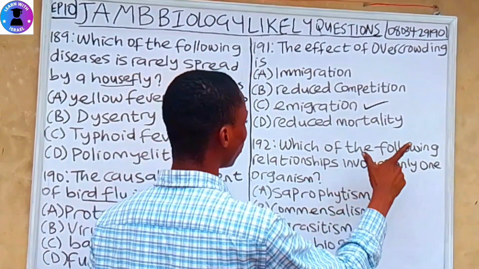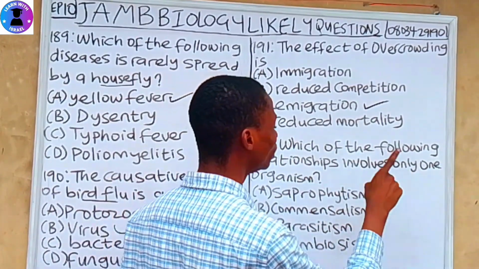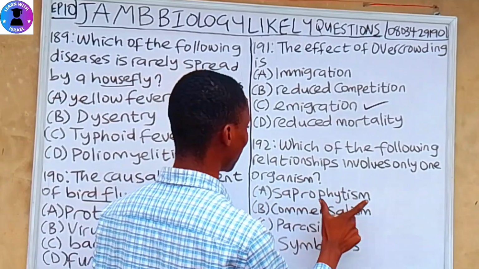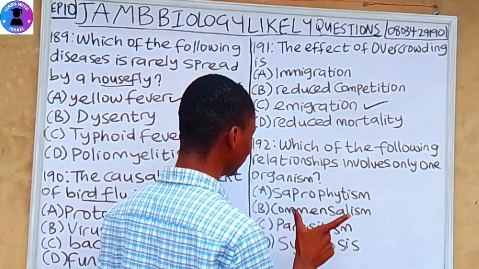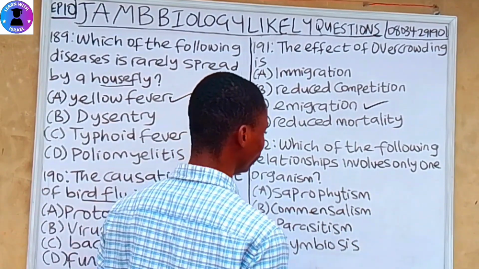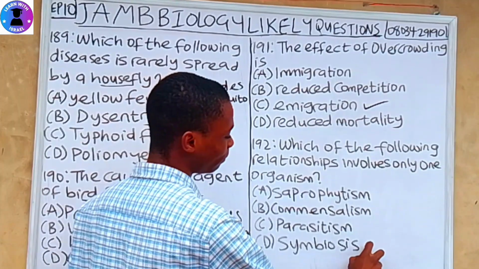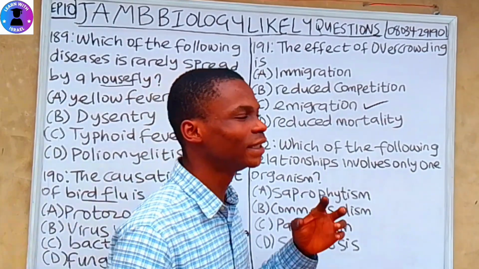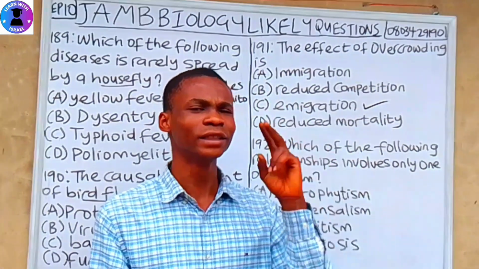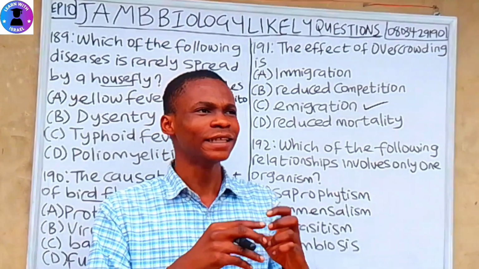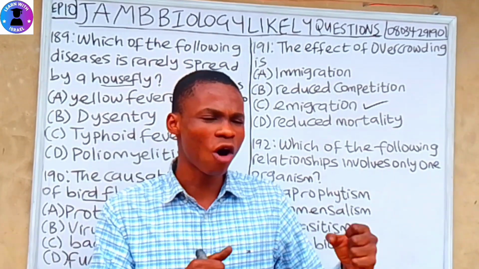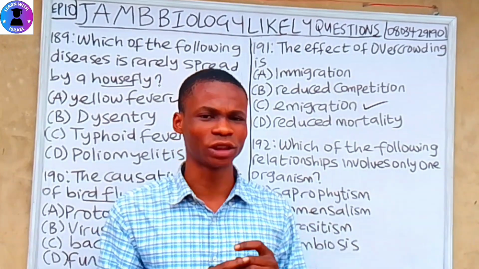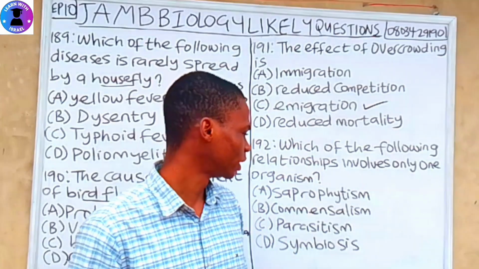192. Which of the following relationships involves only one organism? A. Saprophytism, B. Commensalism, C. Parasitism, D. Symbiosis. So let's start from symbiosis. Symbiosis involves two different organisms, and it is a long relationship involving two different organisms.